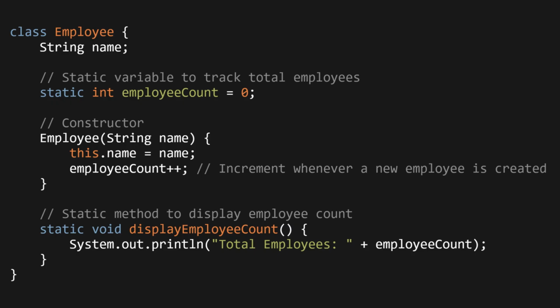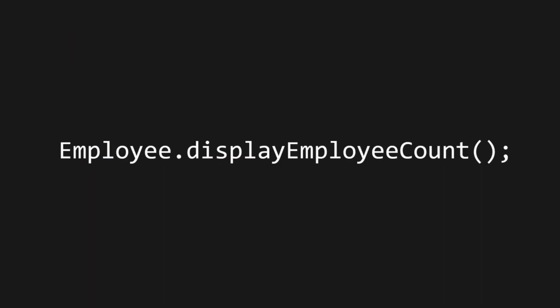In here, employeeCount is static. It's shared by all employees. Whenever we create a new employee, the count increases for everyone. We don't need to use an object to check the total count. We can directly call Employee.displayEmployeeCount().